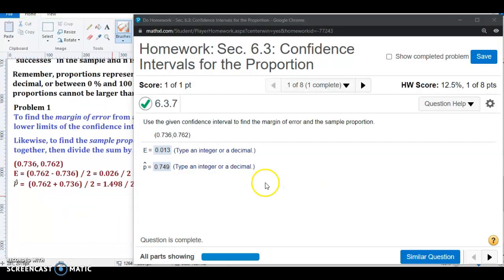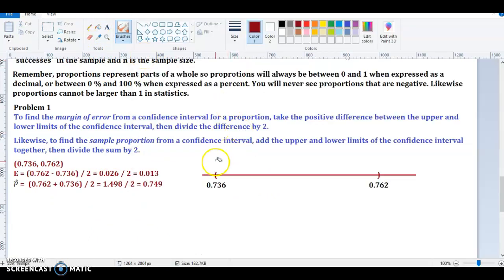So before we move on to the next example, we can represent this confidence interval visually as a section of a number line. So the lower limit is here, the upper limit is here. The sample proportion for this interval is in the middle of the interval, so it's the midpoint of the interval. Our sample proportion is 0.749, right here in the middle, halfway between the lower limit and upper limit.